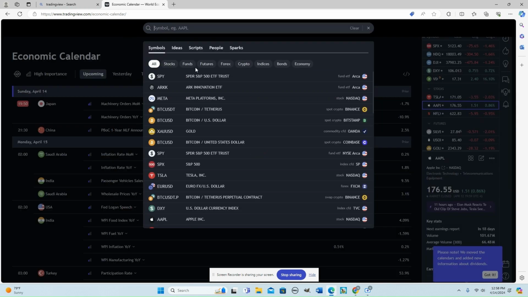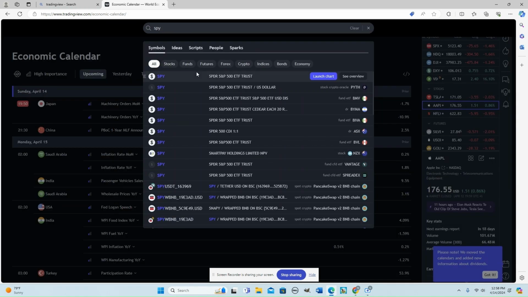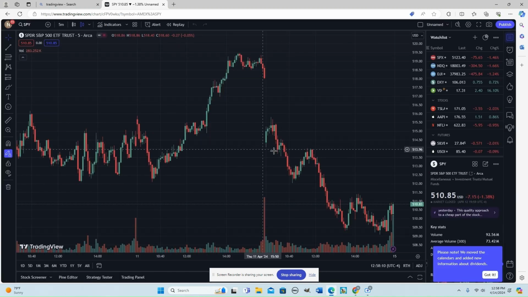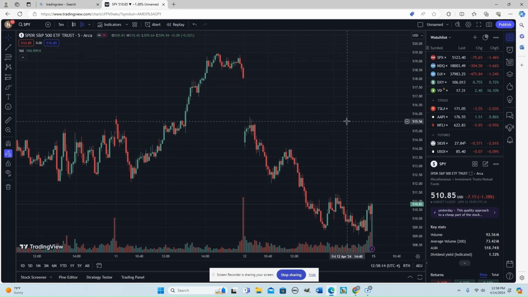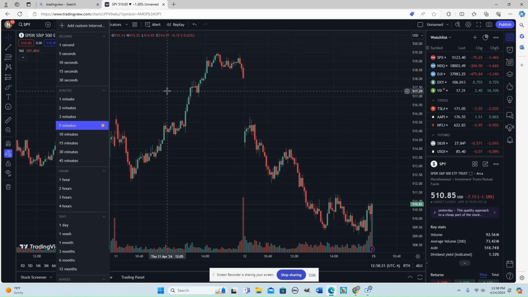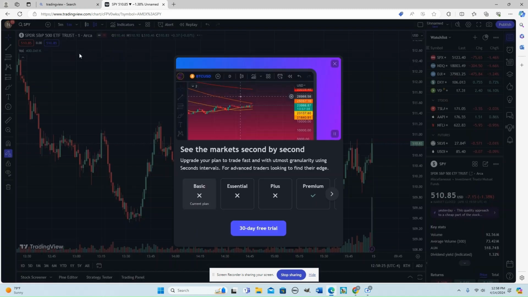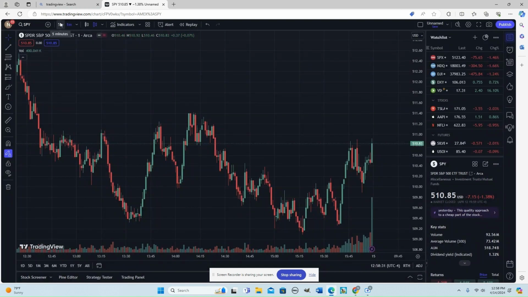So you can just come over to the search. We'll just go SPY. And again, you have your chart, typical chart, like always. Now there's a ton of things you can do with TradingView. Obviously, you're going to be restricted a little bit on your time intervals. I believe you need the pro version to do 5 seconds, so we'll start you off at the 1 minute for free.